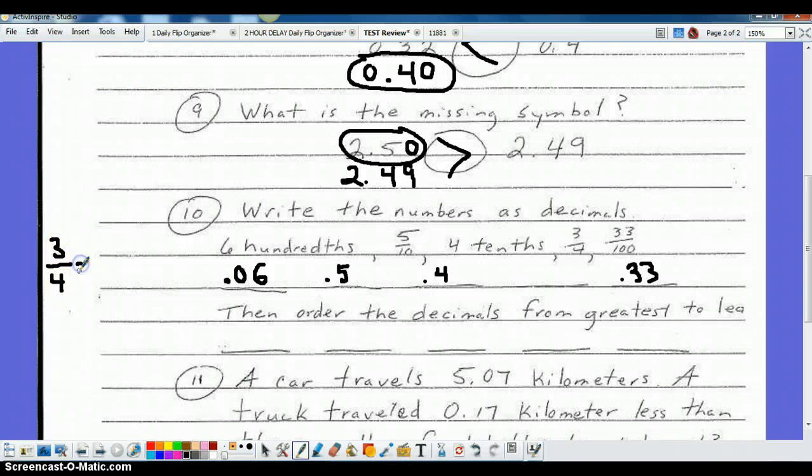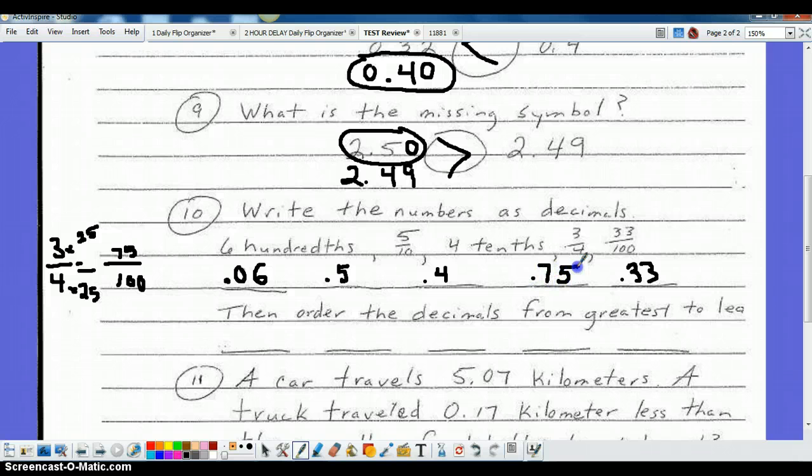To make it a decimal, you have to put it in a fraction form with either 10 in the denominator or 100. So how in the world do I get 4 to 100? I'll multiply it by 25. 4 times 25 is going to get me 100. Whatever I do to the denominator, I must do to the numerator. 3 times 25 is 75, which now means 3/4 is equivalent to 75 hundredths, and as a decimal, that looks like 0.75.